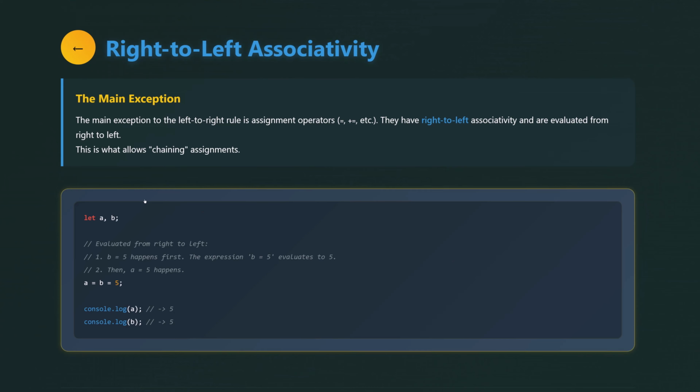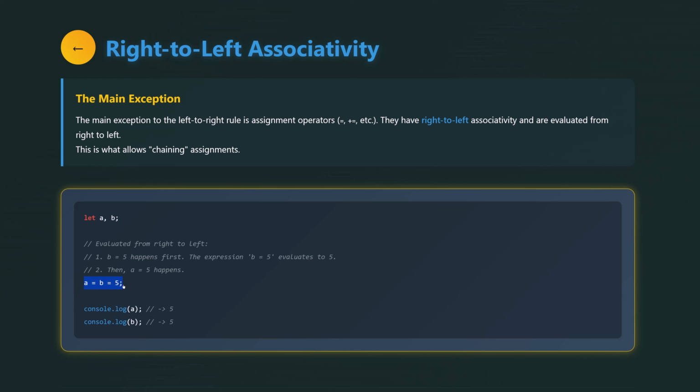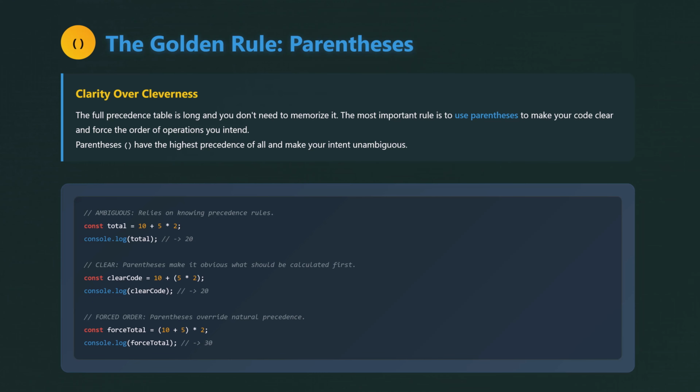And now, right to left associativity. The main exception is assignment operators, equals, plus equals. They are evaluated from right to left. That's why a = b = 5 works. The b = 5 operation happens first, assigning 5 to b. Then the value of the expression, 5, is assigned to a. The full precedence table in JavaScript is long and complex, and you don't need to memorize it. The most important rule is to use parentheses to make your code clear and force the order of operations you intend. Parentheses have the highest precedence of all.